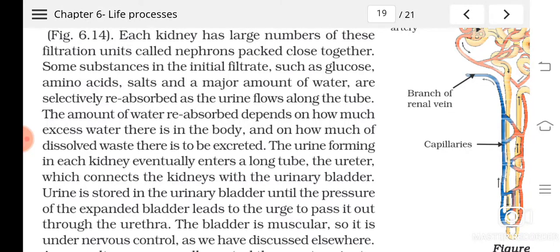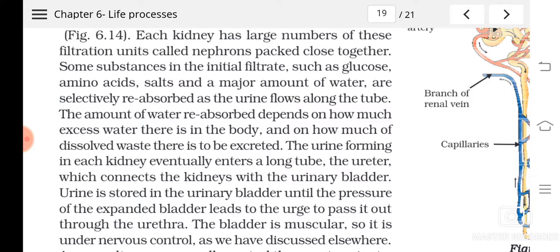So reabsorption means what? When the glomerular filtrate passes through the tubule, some useful substances are taken back. During glomerular filtration, all the things, whether needed or not, like amino acids, salts, etc., which might be needed by the body, got filtered together. Now during reabsorption, whichever is useful to the body, like what? Salts, amino acids, glucose, water, etc.